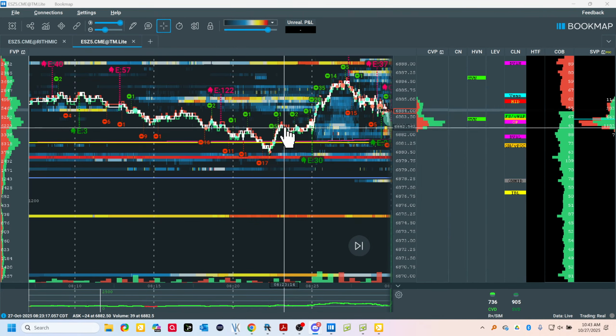So let's read the language. This yellow line is called developing volume point of control. All it is, is the shopping experience. And I always say trading is shopping. So if you know how to shop, you know how to trade.